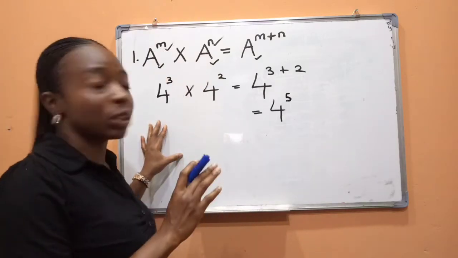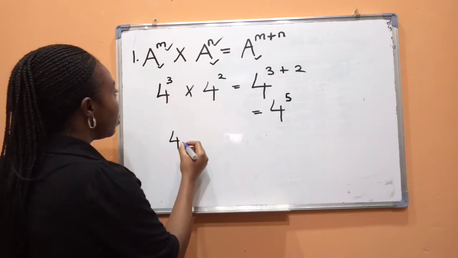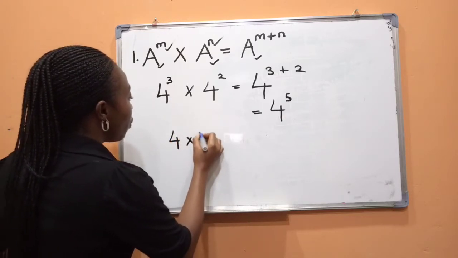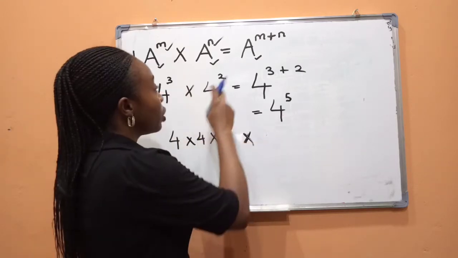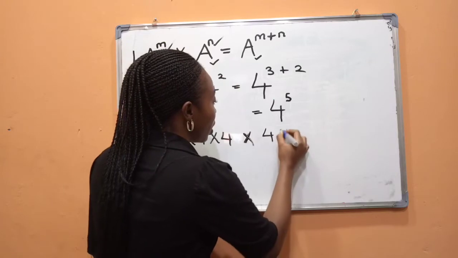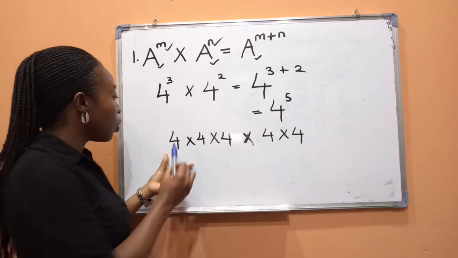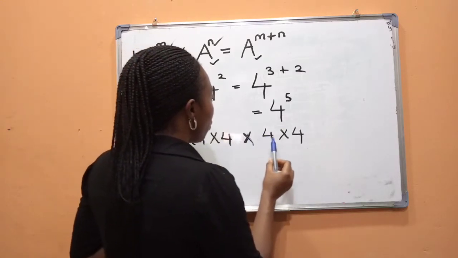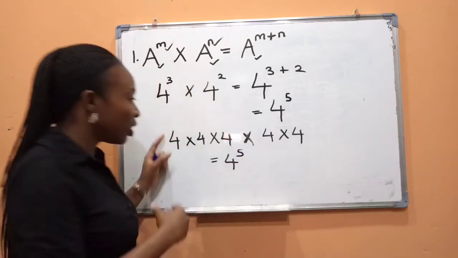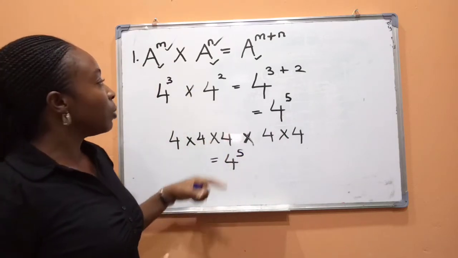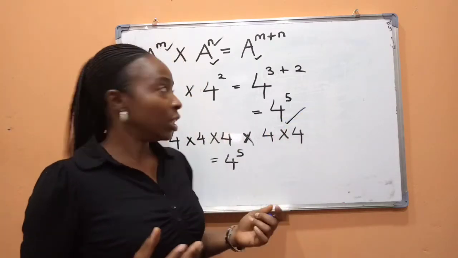This is another way we can understand this. If you have 4 raised to the power of 3, it means 4 times 4 times 4, times 4 raised to the power of 2, which is 4 times 4. So how many 4s do we have here? Let's count it. We have 1, 2, 3, 4, 5. So that gives us the same answer. But instead of following this route, all we simply do is apply the law of indices and get this, which is much faster and easier.